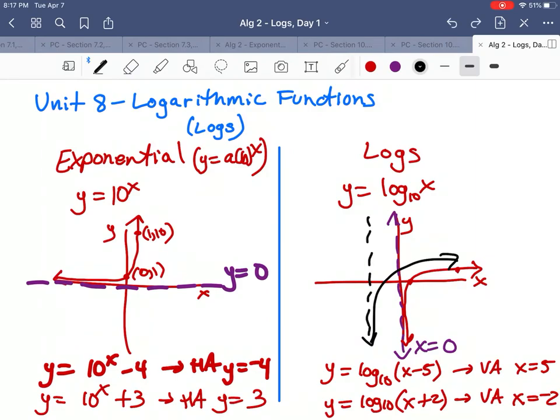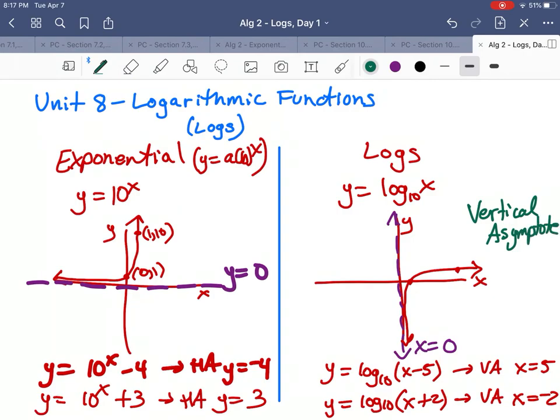Let me get rid of that ugly thing that I just drew. So that's your basic log function. I'm going to show you more on the next page. Remember that a log function has a vertical asymptote, and the exponential function has a horizontal asymptote.